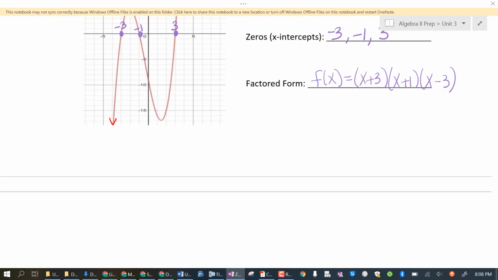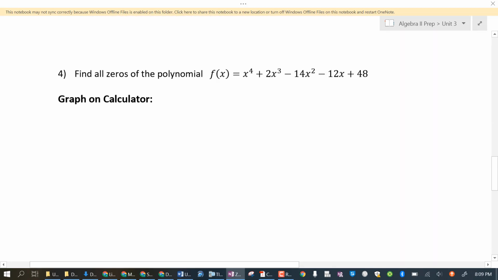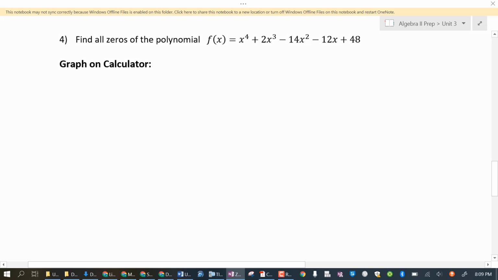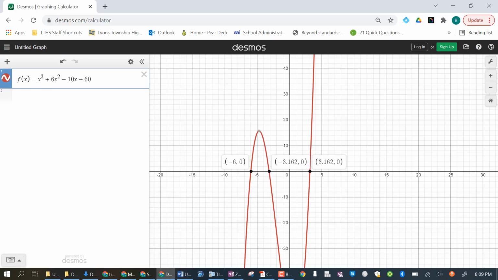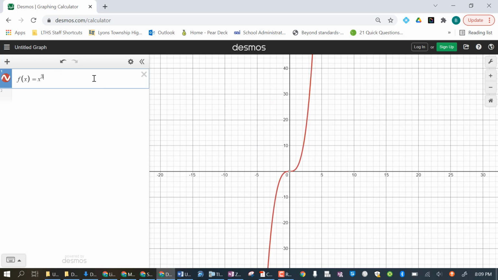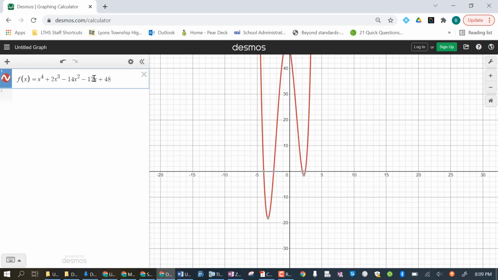All right, let's take a look at another example. We're going to find all the zeros of this polynomial. So we're going to use our graphing calculator to help us. So let's go back to Desmos, and I'm going to type in this equation. So I'm going to have x to the 4th power plus 2x to the 3rd power minus 14x to the 2nd power minus 12x plus 48.